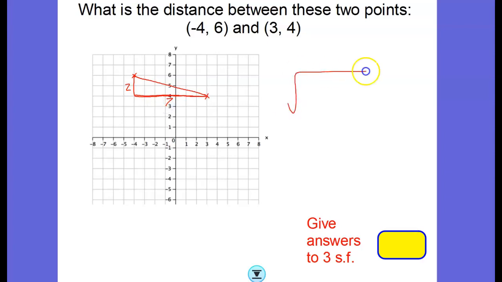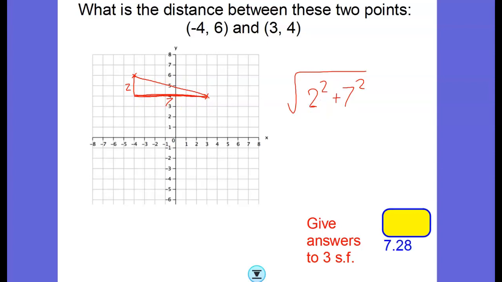So I'm going to type in the square root of 2 squared plus 7 squared. The difference in my x-coordinates was 7. Perhaps I should have done it the other way around, 7 squared plus 2 squared. But either way, I get the answer of 7.28 to 3 significant figures. So there we go, distance between 2 points. Use Pythagoras.